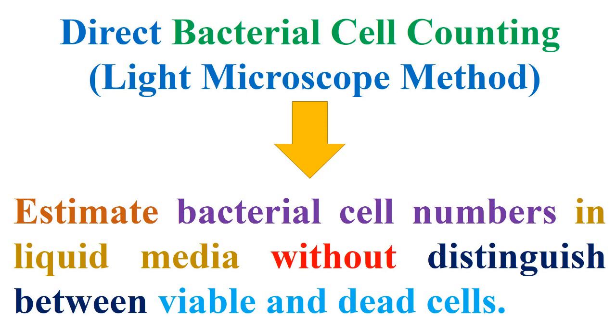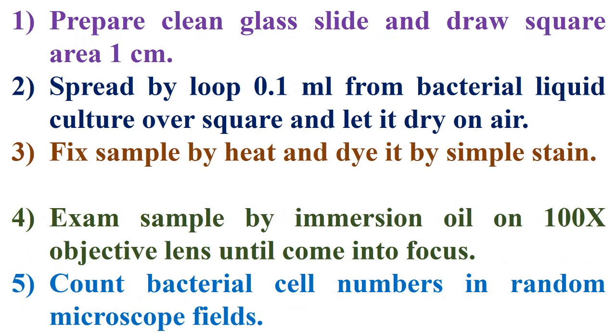Welcome to the Genetic Teacher Channel. Today, we are talking about direct bacterial cell counting by the light microscope method, which estimates bacterial cell numbers in liquid media without distinguishing between viable and dead bacterial cells. There are 6 steps that must be done to do direct bacterial cell counting by the light microscope method.